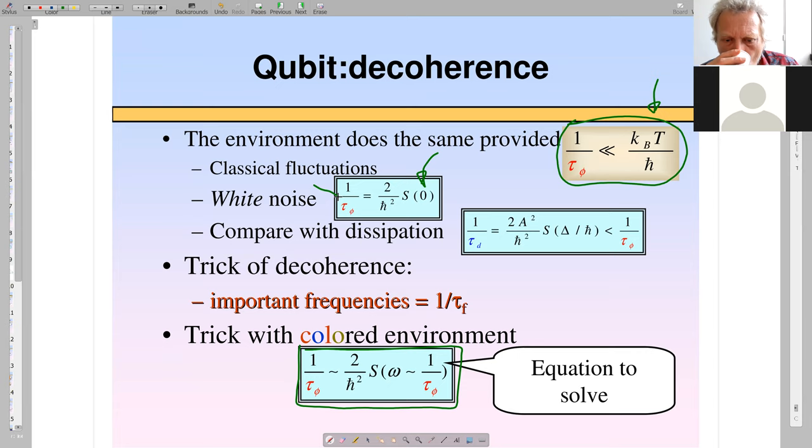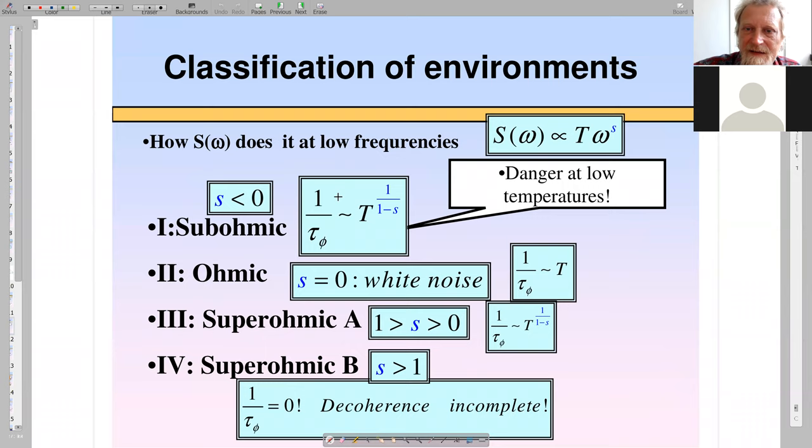Let us do it. And we will assume that in general, noise at low frequency is proportional to temperature, as we discussed, thermal noise, and to some power of frequency. Good. So we substitute into the equation, and for whatever power, we have a result. 1 over tau_phi is proportional to temperature to some other power. So what are different powers and how do they distinguish different types of physics?